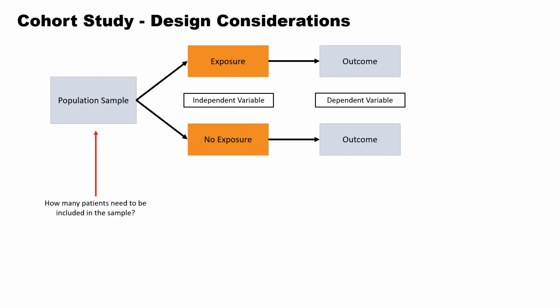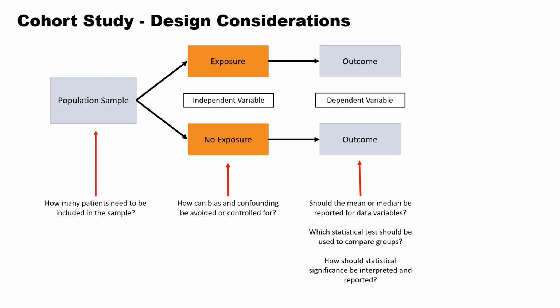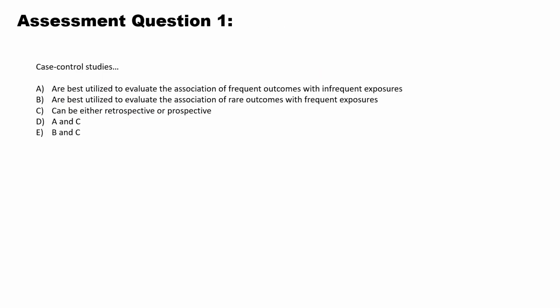So some of the design considerations that we had to think about when we were designing this retrospective cohort study was both the population sample in terms of how many patients did we need to include, how could we maximize validity by controlling or avoiding bias and confounding, and then when we're reporting our data and analyzing our data, should we be reporting the mean or median for reported data variables? Which statistical test should we have used to compare groups? And how should statistical significance be interpreted and reported in the final results presentation?